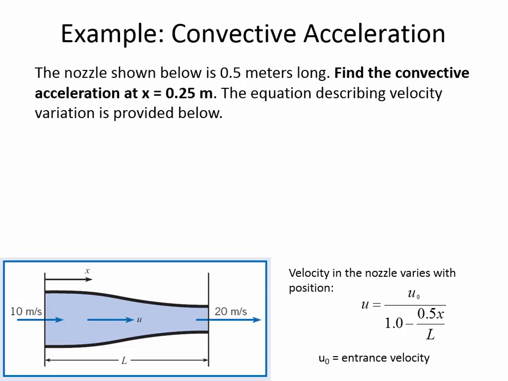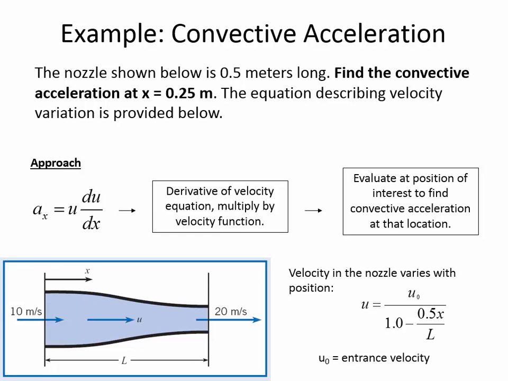What this equation is saying is the nozzle has a certain length, L, and in the problem statement, it tells us that L is 0.5 meters long. We're interested in, at the center of the nozzle, what is the convective acceleration. In order to find out the convective acceleration, we first have to find the velocity at the center of that nozzle, because the definition for convective acceleration is the velocity at a certain point multiplied by du/dx.